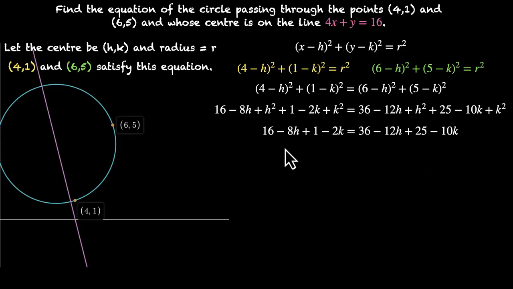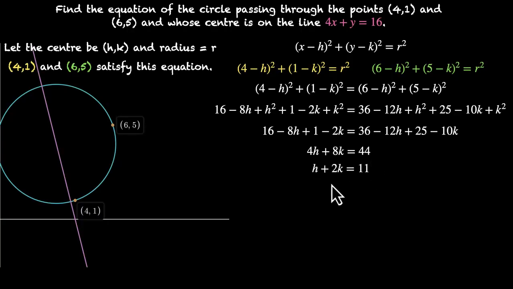Now we can combine the like terms. We have -8h and -12h, this becomes 4h. Then -2k and -10k, the 10k goes to this side and this becomes +8k. Then we have 36 + 25 - 17, this becomes 44. So 4h + 8k = 44. We can also divide this by 4. We get h + 2k = 11. That's one equation in h and k.